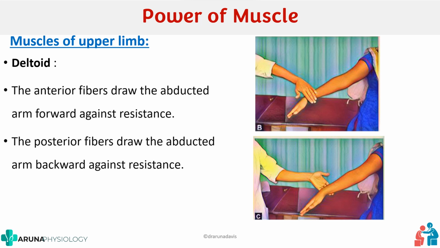First, you have to apply resistance between the 30 to 60 degrees of abduction, and then to test for the anterior and the posterior fibers, ask the subject to draw the abducted arm forward against resistance to test for the anterior fibers, and draw the abducted arm backwards to test for the posterior fibers. Okay, so that will complete examination of the deltoid muscle.